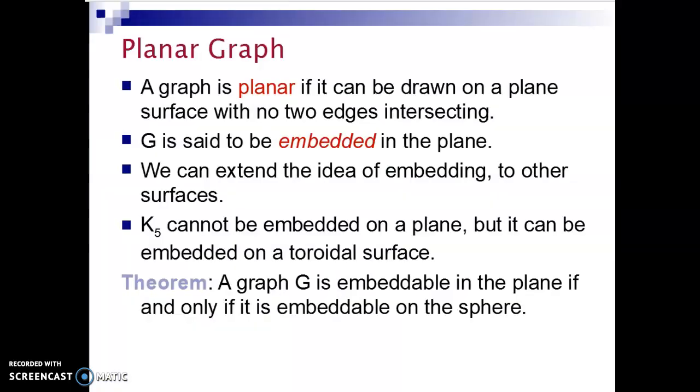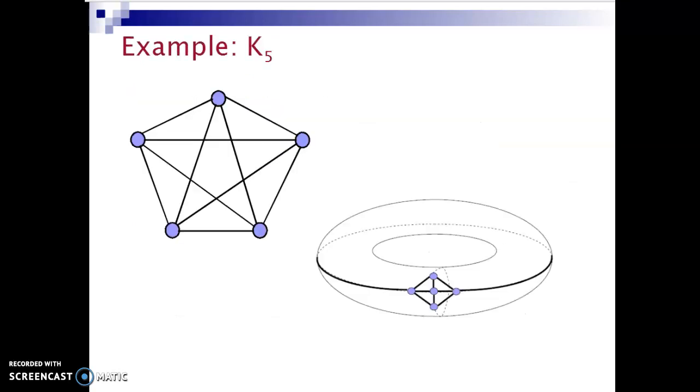So first let's start with the definition. A graph is planar if it can be drawn on a plane surface with no two edges intersecting. We sometimes say that the graph is embedded in the plane. We will see some examples about the planar graphs, and the first one is K5.